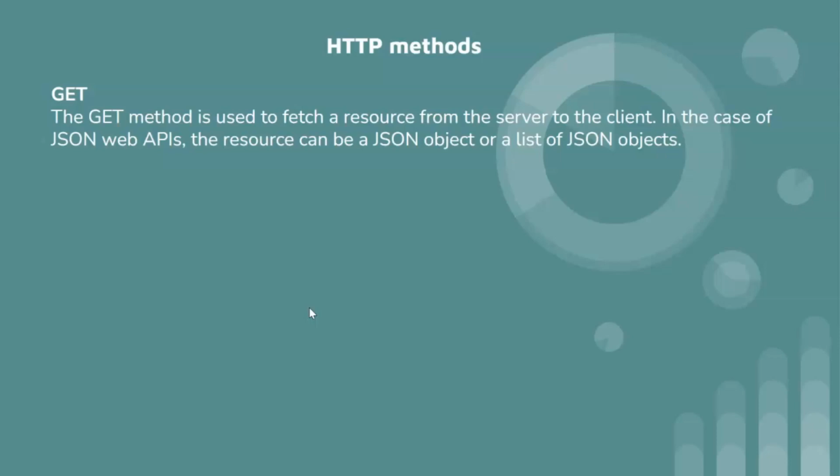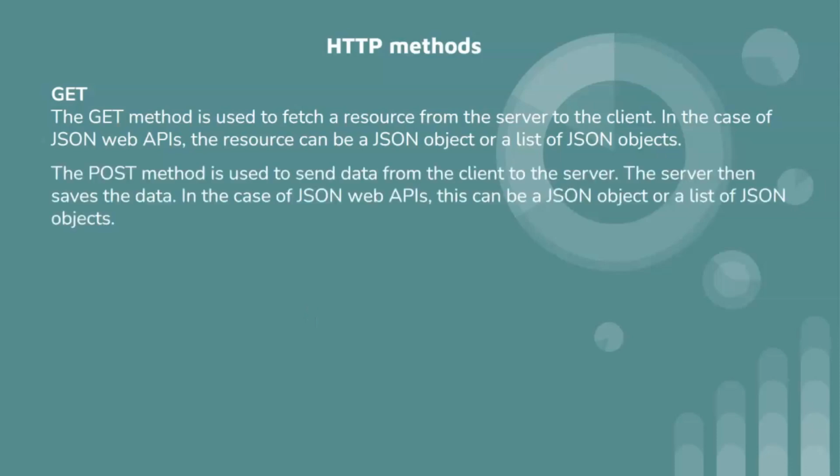So the GET method is used to fetch a resource from the server to the client. In the case of JSON Web APIs, the resource can be a JSON object or a list of JSON objects. The next is the POST. The POST method is used to send data from the client to the server. The server then saves the data. In the case of JSON Web APIs, this can be a JSON object or a list of JSON objects.